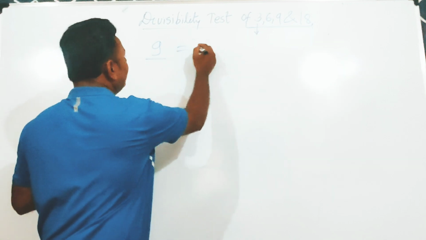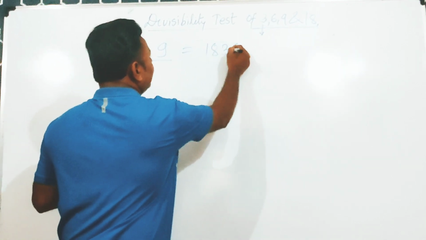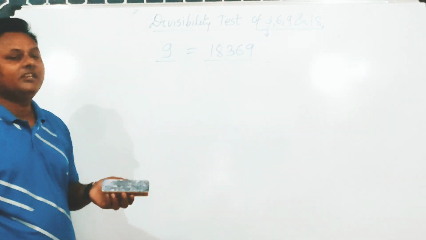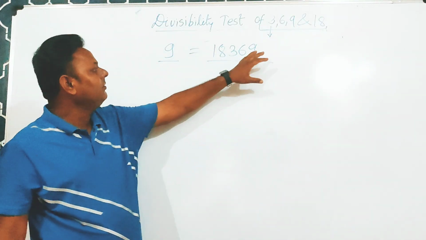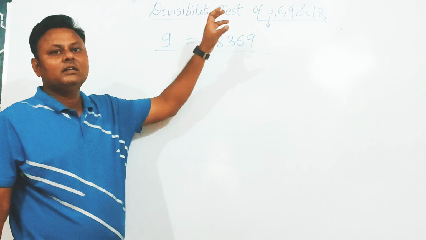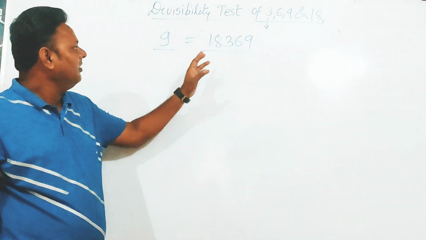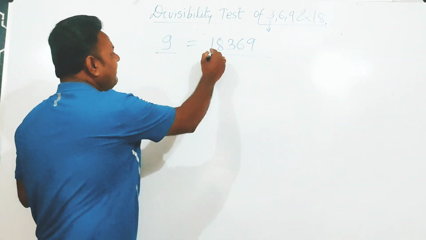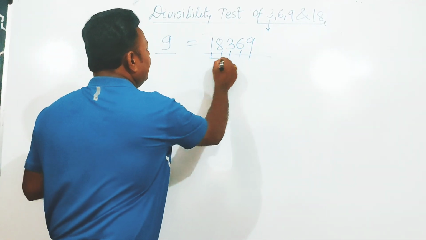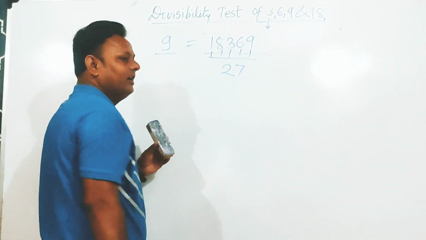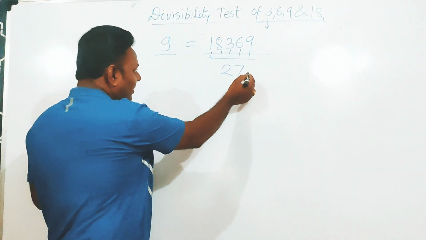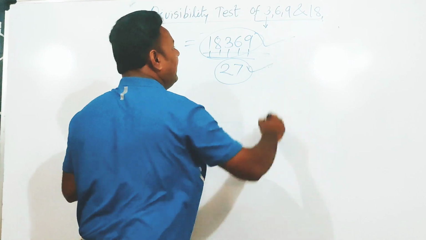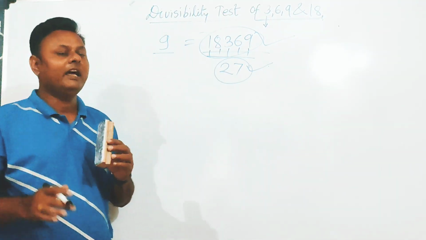So if I take this number, 18,369, and I have to apply the divisibility test of 9, what I have to do is the sum of all the digits given in the number, and we know that the sum of all these digits is 27. If this sum is divisible by 9, that means the whole number is divisible by 9 also.